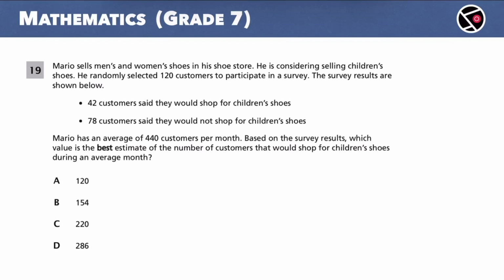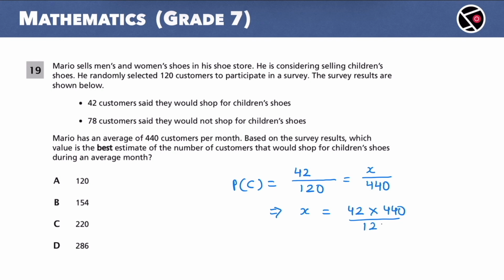Let's start by analyzing the survey that Mario conducted. As per the survey, the probability of a customer buying a children's shoe will be 42, the number of customers who said they would buy shoes for the children, divided by total number of customers that were surveyed, which is 120 in this case. And this ratio will be valid to calculate the best estimate for an average month. The total customers on average per month is 440. The estimate of the customers who will buy children's shoes is not known. Let's call it X. Solving further, we have X equal to 42 into 440 divided by 120.